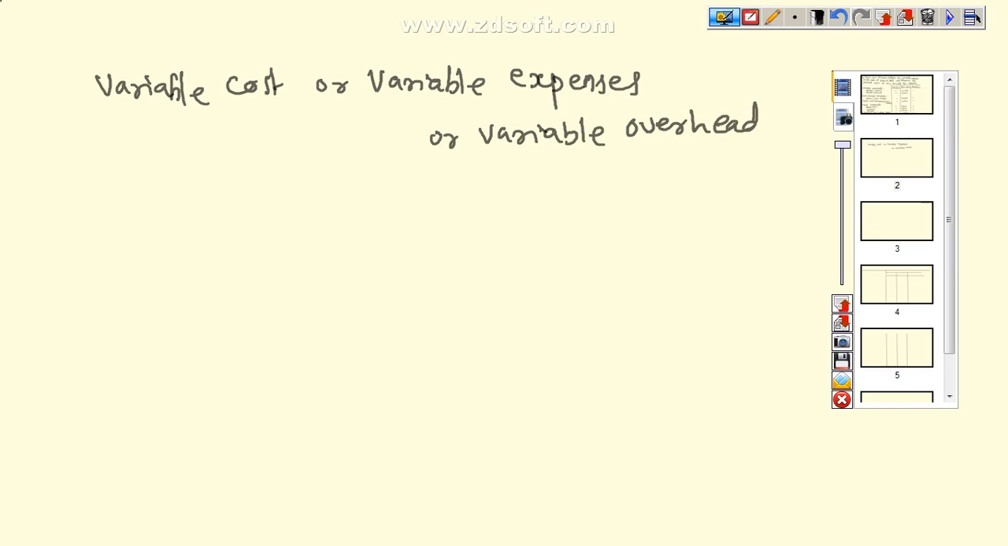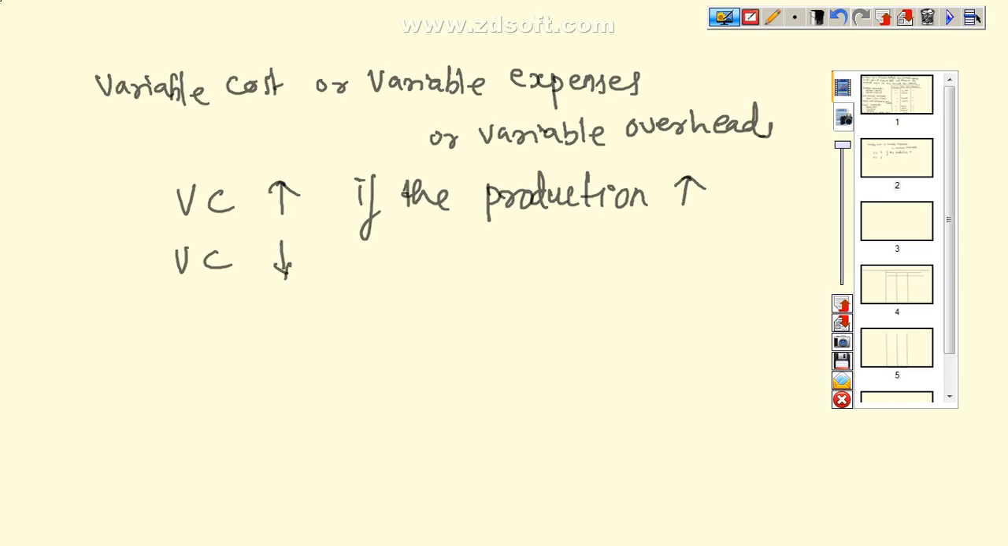These are the costs which change according to change in level of production. Means variable cost increases if the production increases, and variable cost decreases if the production decreases. Variable cost is nil if there is no production.